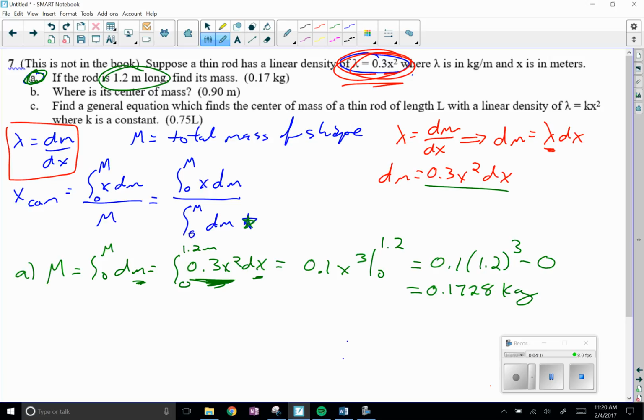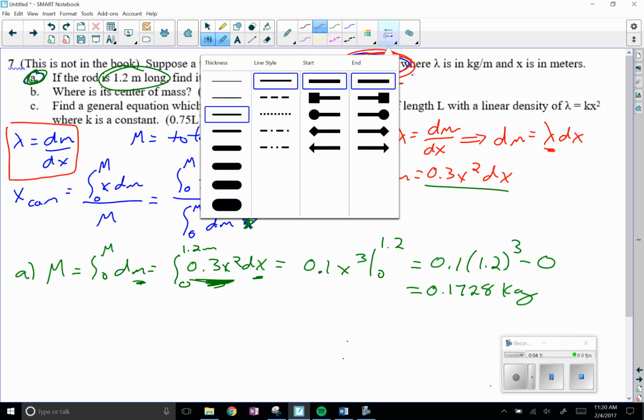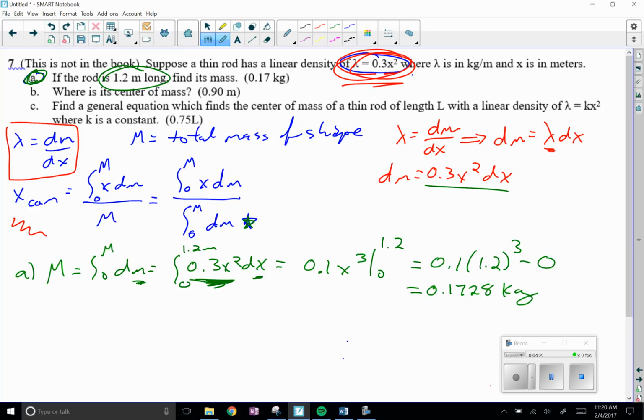Now, to do part B, we've got to do this whole integral here, right? This mess. Fortunately, we've already done the bottom. So really all we got to do for part B is do the top and then simply divide. So I'm going to integrate from 0 to m of x dm and then divide it by this answer that I got before. So the integral from 0 to m of x dm is the integral of x times dm.